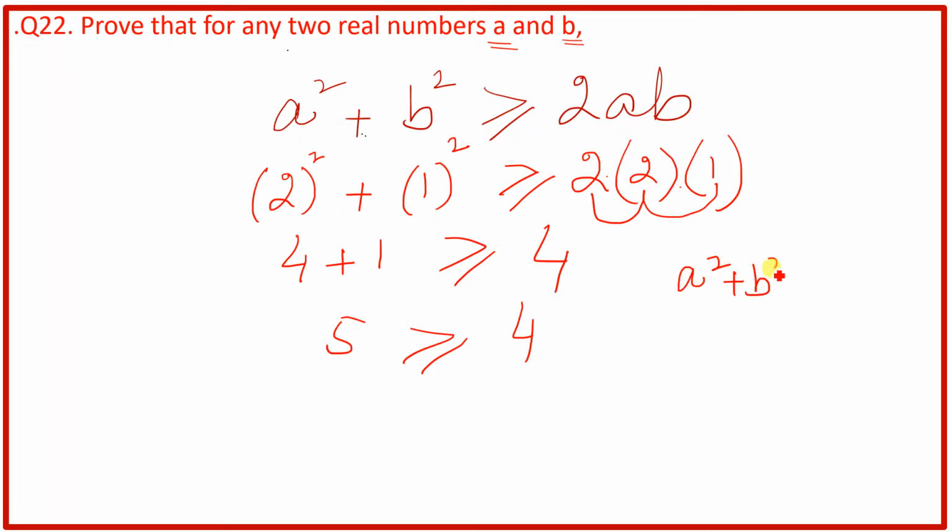Okay, one more time, same thing I will write down here. a square plus b square is greater than or equal to 2ab. You can use any real number.